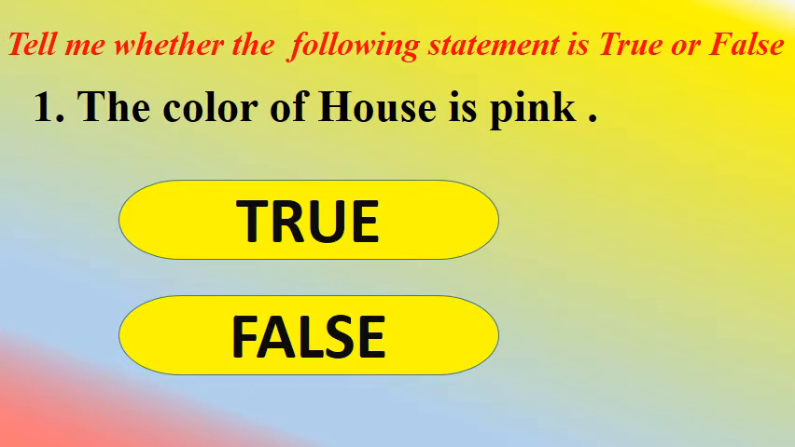Tell me whether the following statements are true or false. The color of house is pink.